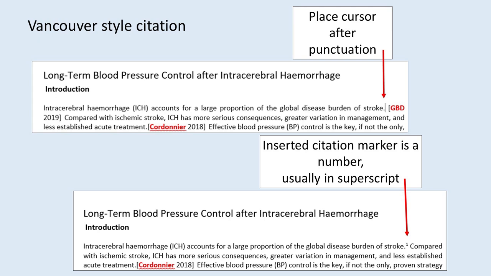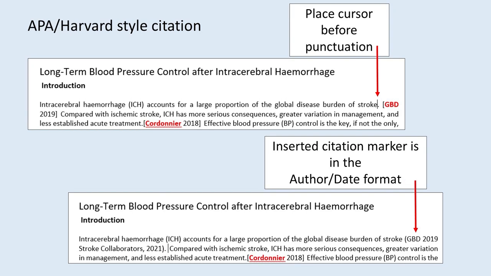When using Vancouver style referencing, especially when the numbers are in superscript, the cursor is generally positioned after a punctuation element such as a comma, a full stop, or after a person's surname. When using APA or the Harvard style, the cursor is generally positioned before a punctuation element.